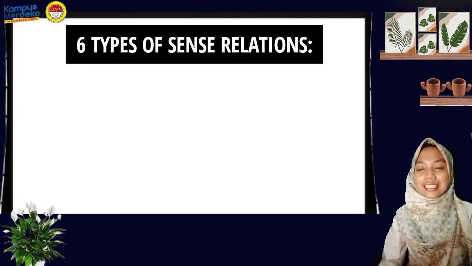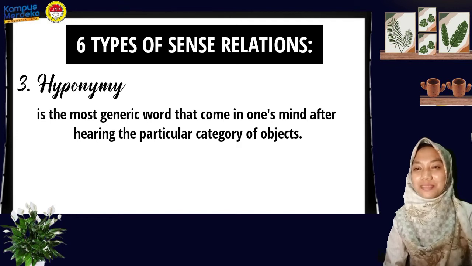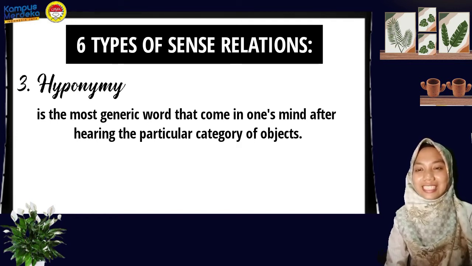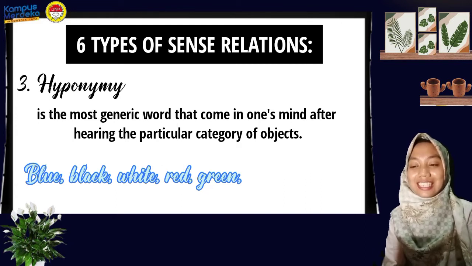And the next is hyponymy. It's the most generic word that comes to one's mind after hearing a particular category of objects. For example, blue, black, white, red, green. That's color, included in the color group.